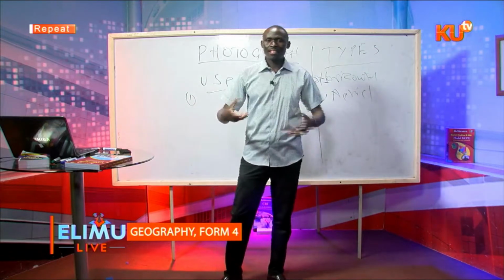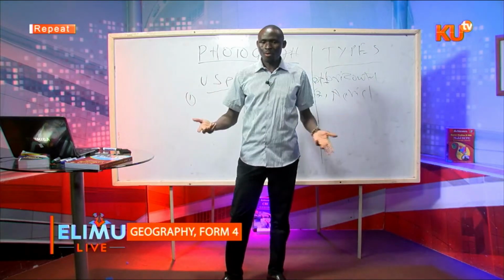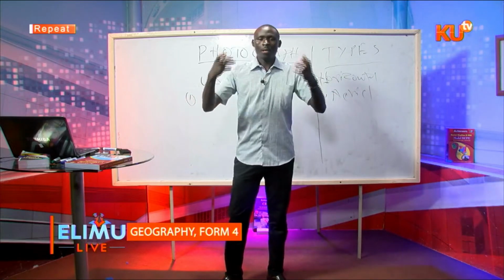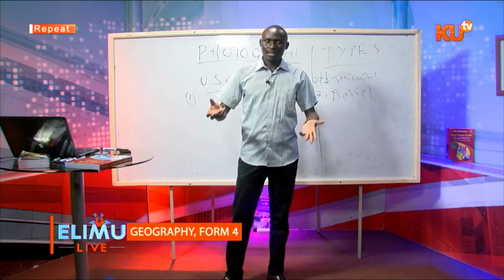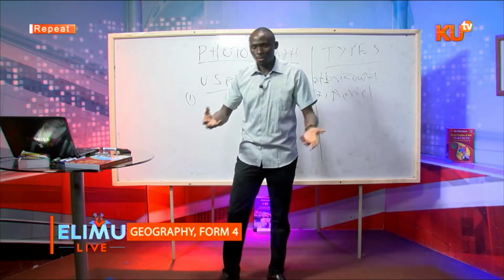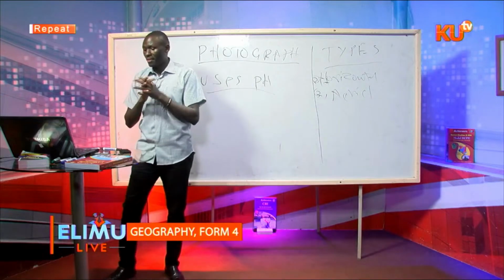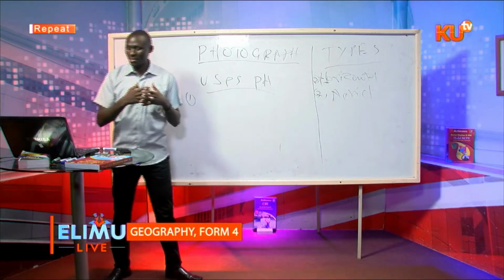Another disadvantage is that black and white photos sometimes don't show us the images clearly. Therefore, we are not able to tell what has happened. So it's poor, and it doesn't show some features clearly. The other one is that vertical photographs are difficult to interpret.